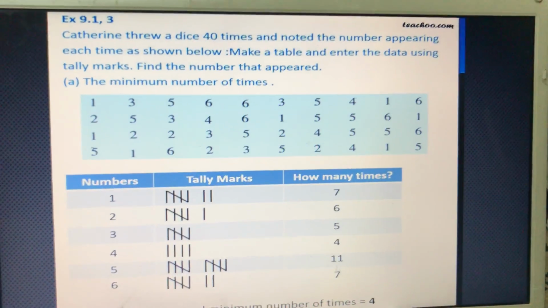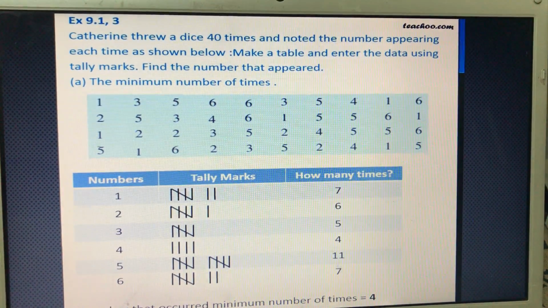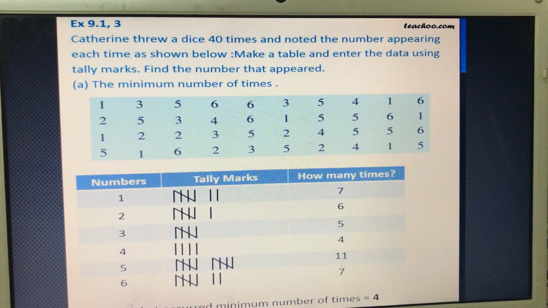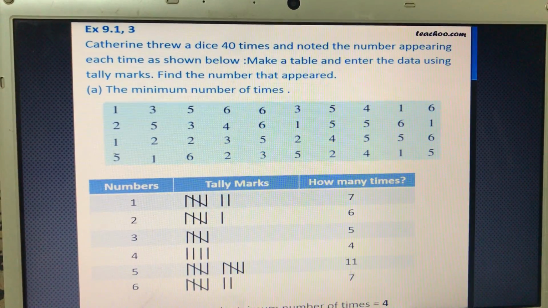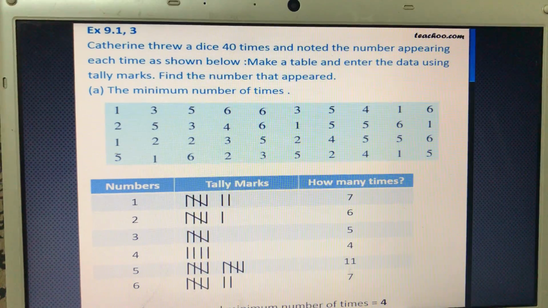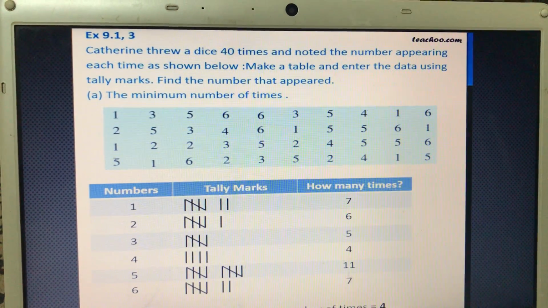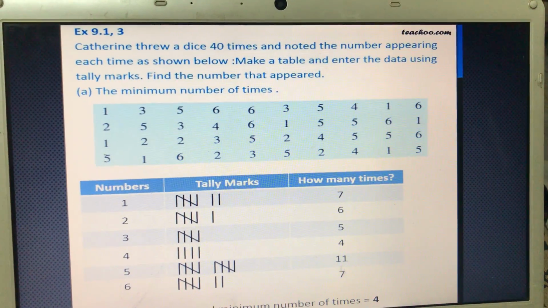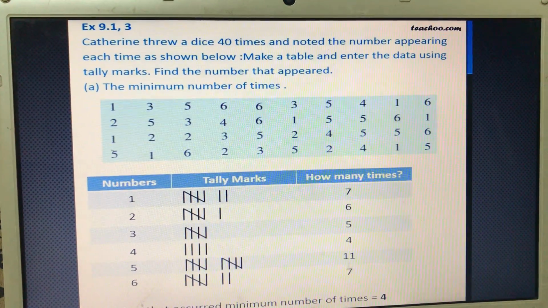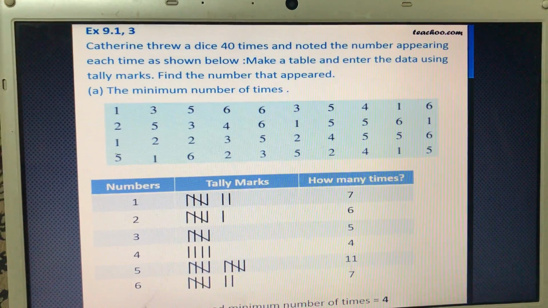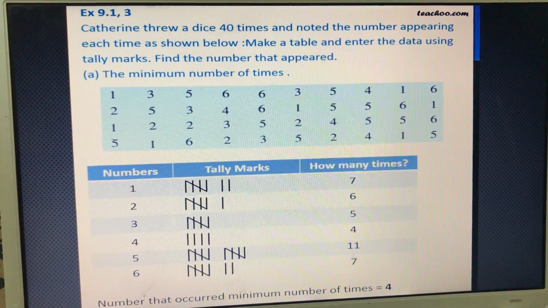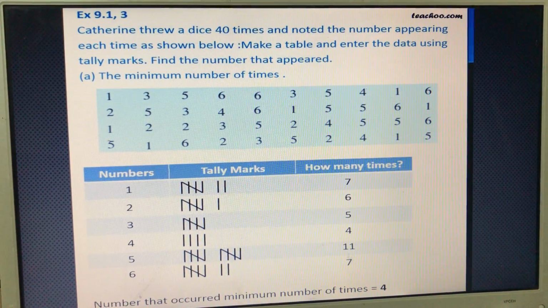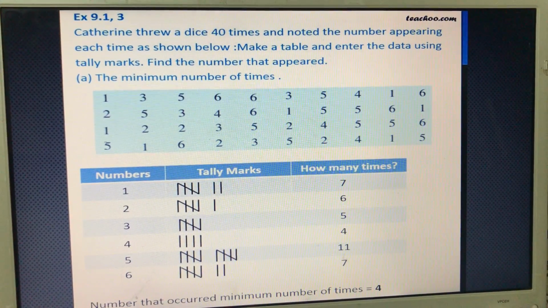Next we have one question. Catherine threw a dice 40 times and noted the number appearing each time as shown below. Make a table and enter the data using tally marks. Find the number that appeared, A part, the minimum number of times. So firstly we have to draw the tally marks table. For this we have the data as given in this question. We have numbers till 6. On the dice we have numbers till 6.